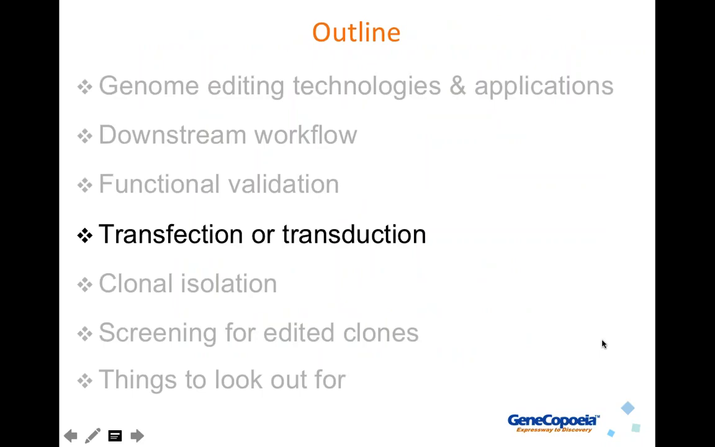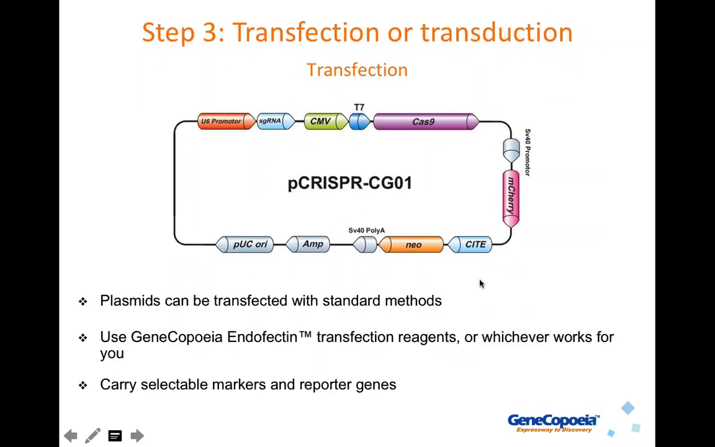Okay, so moving right along. Let's talk about now transfection or transduction. So again, with cell line work, most people transfect plasmids into cells. Alternatively, people will use lentiviral transduction, especially for hard to transfect cell lines. But in either case, if you're using transfection, these plasmids are very standard plasmids for transfection. There's nothing unique about them.